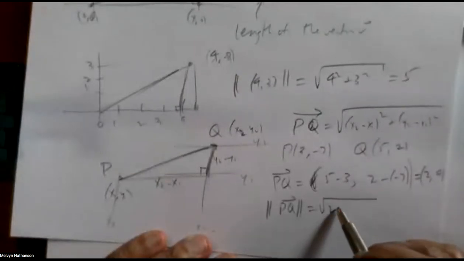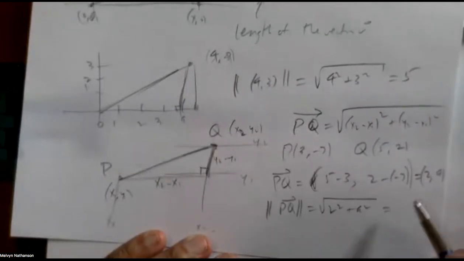Right? P is (3, -7), Q is (5, 2). The vector from P to Q has coordinates 5 minus 3, 2 plus 7, which is (2, 9). So the length of the vector from P to Q is the square root of 2 squared plus 9 squared. So that's the square root of 85.